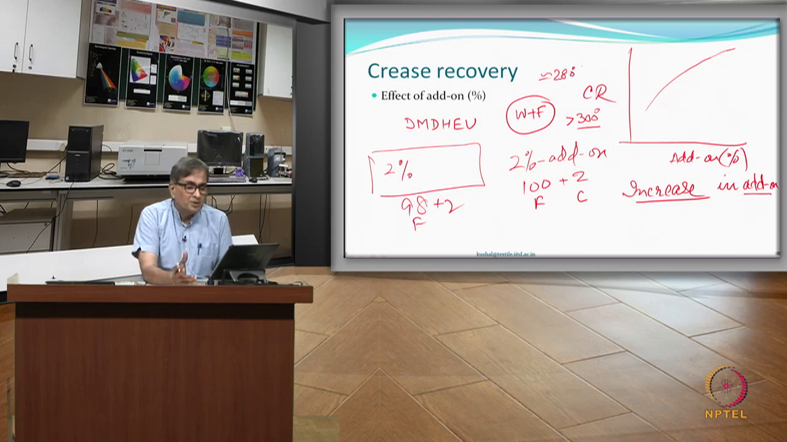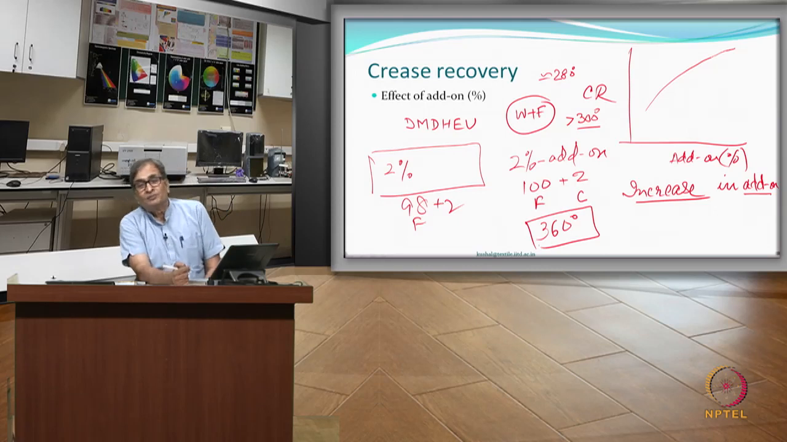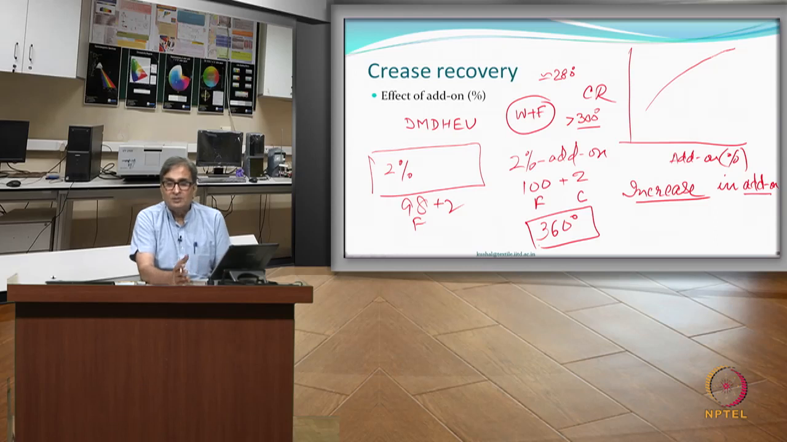How much can be the maximum crease recovery angle if everything is the best? How much maximum? It can be maximum 360 degrees, right? 360 degrees. So, when we increase the add-on, that means we have added more chemical by the padding process, drying and curing of course, and then you get more crease recovery. Obviously, somebody will limit this.